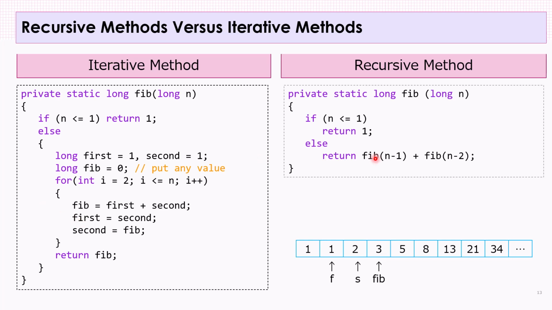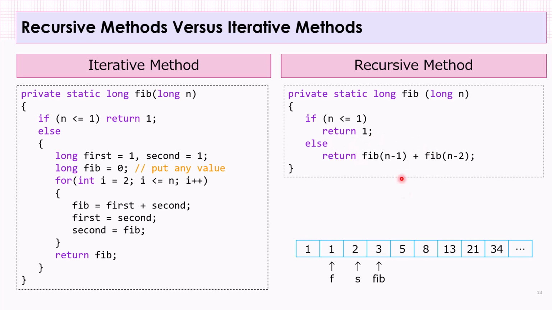Here is the implementation for the recursive method for finding the Fibonacci number at index n. As you can see, the code inside the method is so elegant and simple compared to the iterative method. The method is first testing for the base condition or the stopping condition. So if n is less than or equal to 1, it's going to return 1 representing one of these previous two values. Otherwise, it's going to have two recursive calls.